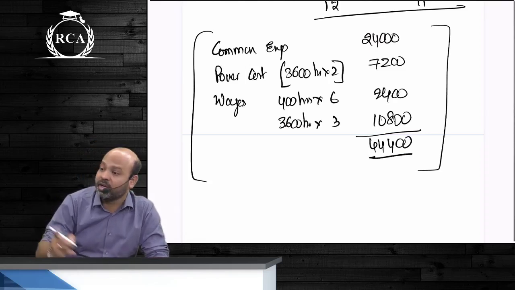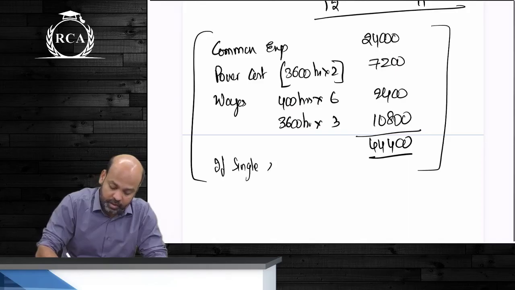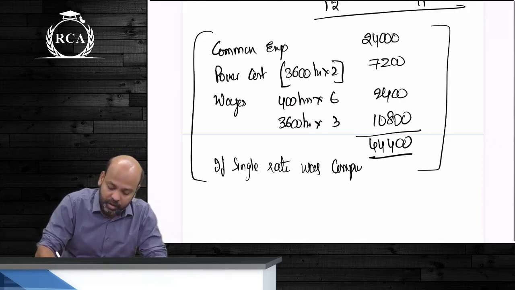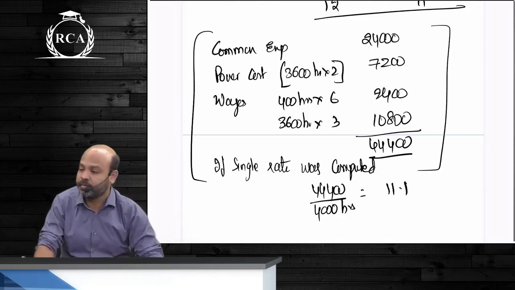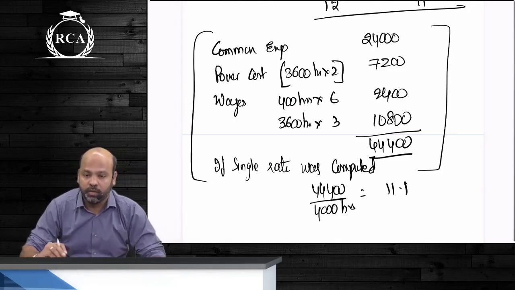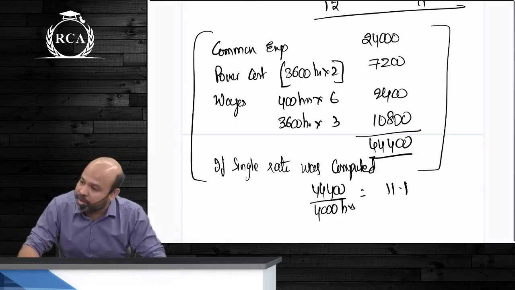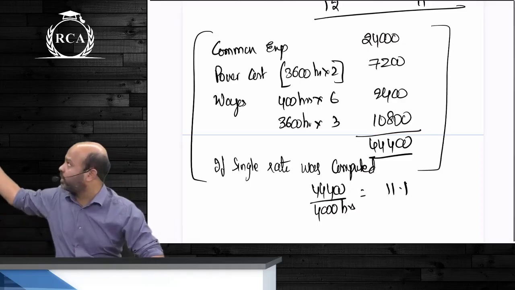If a single rate was computed beta, if single rate was computed, what will I do? ये कोई जरूरत नहीं है यहाँ पे, बस बोल रहा हूँ. The answer beta would have been 44,400 rupees directly divided by how much will that be? We will not absorb separately for setup. We will not absorb separately for operation. It would be 11.1. But it is nothing but an average of that 12 and 11 only, guys.